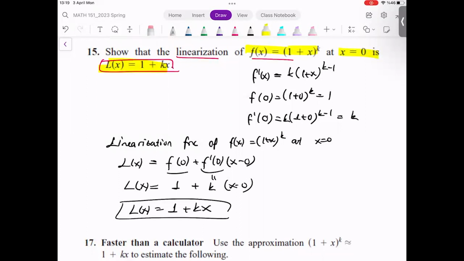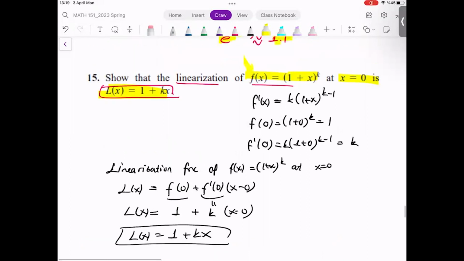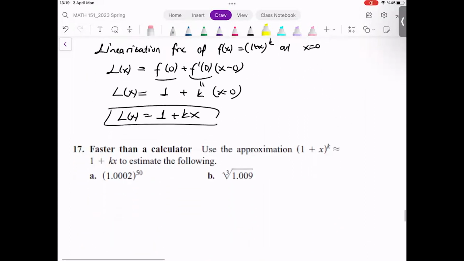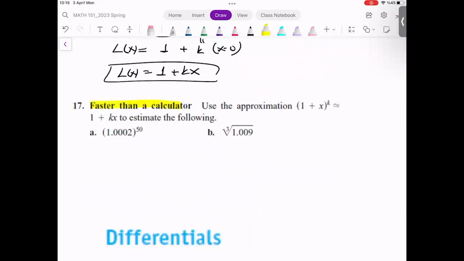What does this mean? Instead of computing the images of, okay, it is given in the next example. So, faster than a calculator. You know, the title gives you very nice hints. So you can compute the values of this function faster than a calculator by using its linearization. Let me show you how. Okay, this is our function, and it is approximated with the linearization function, which we computed in this form, 1 plus kx.